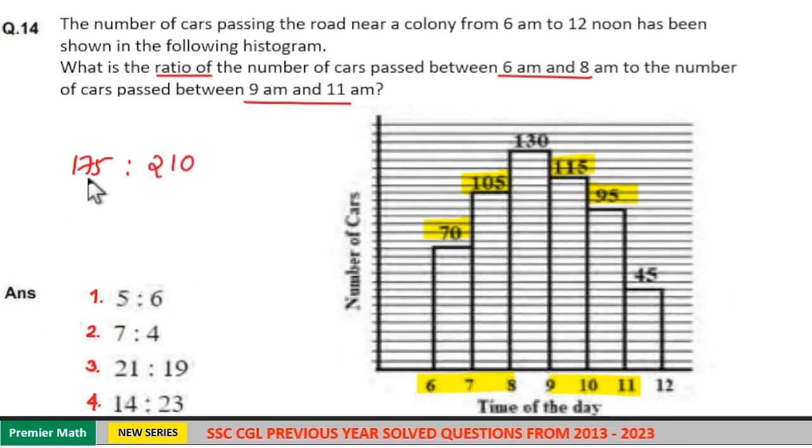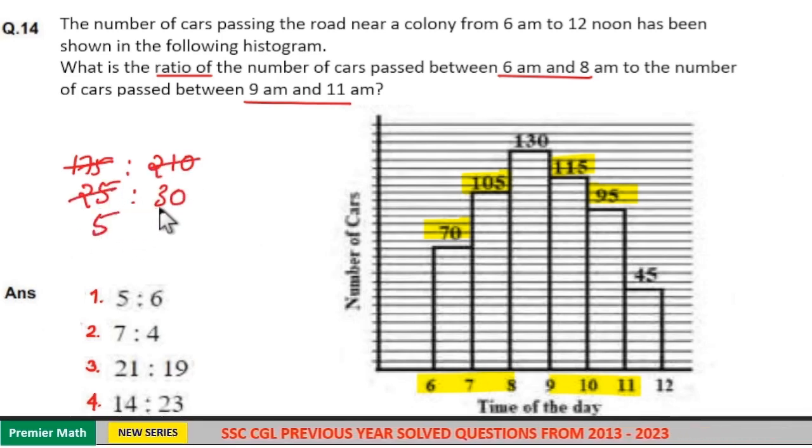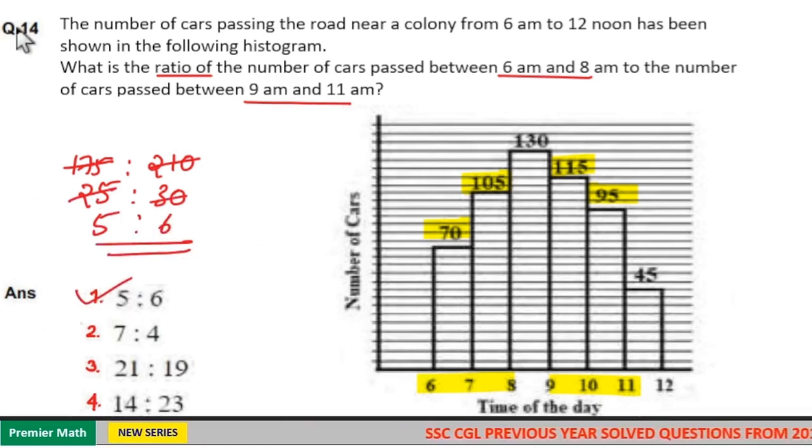Now 7 goes 2 times in 14, remaining 3, 7 goes 5 times in 25. 7 goes 30 times in 210. Now 5 goes 5 times in 25, 5 goes 6 times in 30. So 5 is to 6, option 1 is your answer.